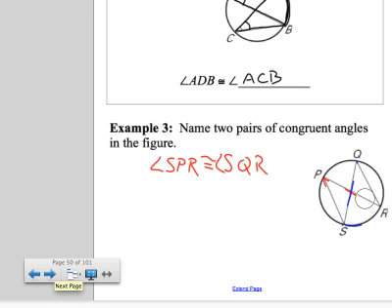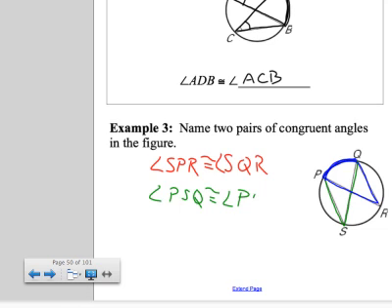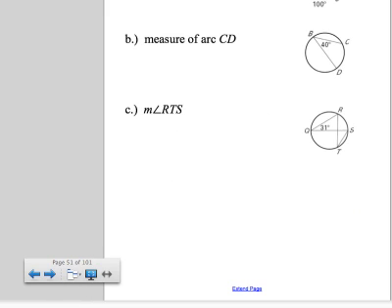And now we've got to find another set. So again, I have the luxury here of erasing and looking at the diagram again. So you'll notice that this angle and this angle also intercept the same arc. They both intercept arc QP. Therefore, they must be congruent. So the other one that you know is that angle PSQ is congruent to angle PRQ. Again, they intercept the same arc, so they must be congruent.